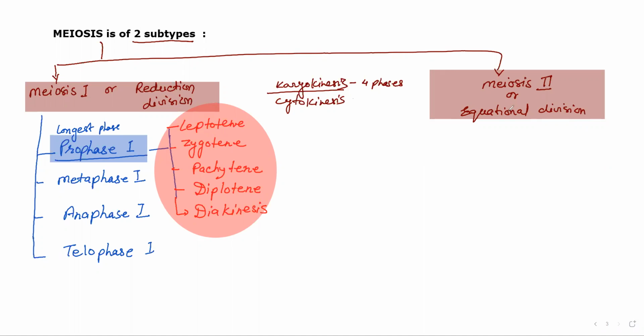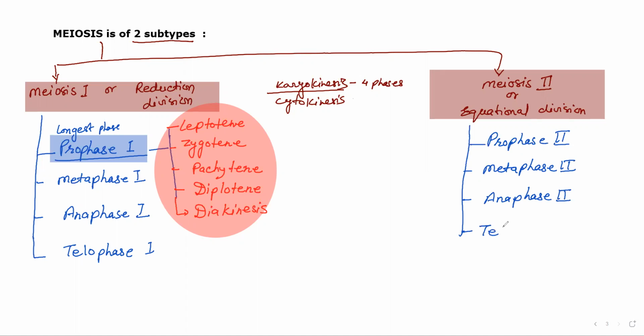Now if we move on, meiosis 2 is divided into 4 subphases: prophase 2, metaphase 2, anaphase 2, and telophase 2.